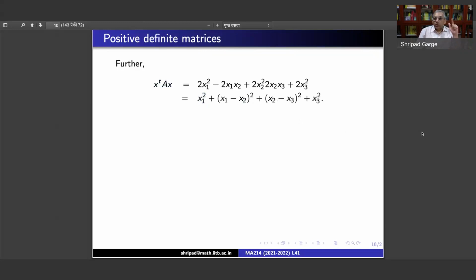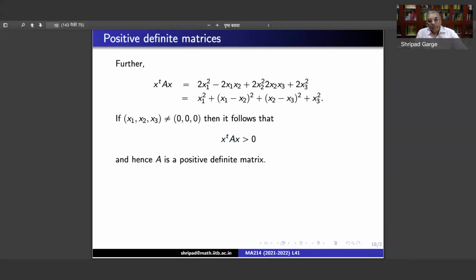x1 square plus (x1 minus x2) whole square plus (x2 minus x3) whole square plus x3 square. Now, if your column vector is not equal to 0, 0, 0, then this thing is definitely positive. This cannot be 0. It's a summation of squares, so it cannot be a negative quantity. It can be 0. If it is 0, your x1 will have to be 0, x3 will have to be 0, x1 minus x2 will have to be 0, which means that x2 is also 0. And x2 minus x3 is 0. This is an additional condition anyway, which is also giving you that x2 is 0. So if your x transpose Ax is 0, then x has to be the 0 vector. But our vector is not the 0 vector. Therefore, this product x transpose Ax has to be a positive real number, which means that our matrix A is a positive definite matrix.